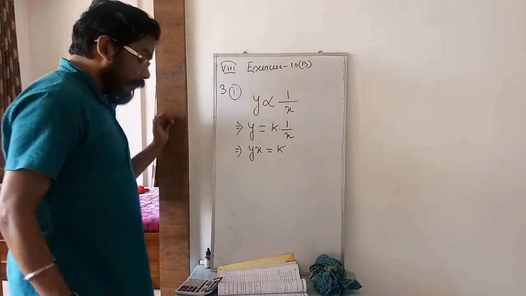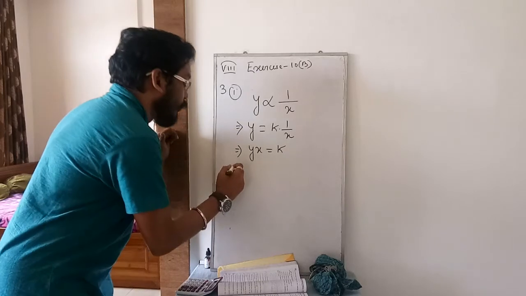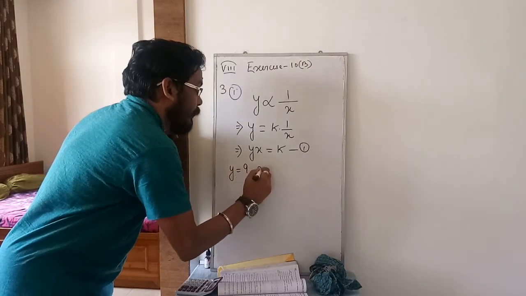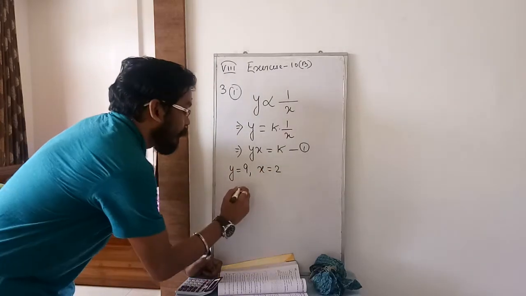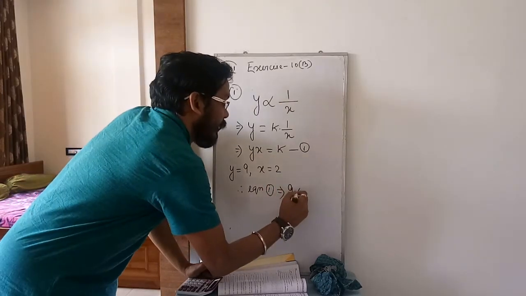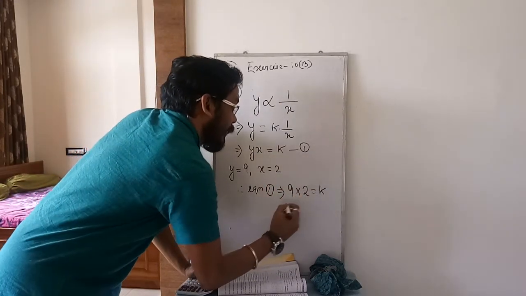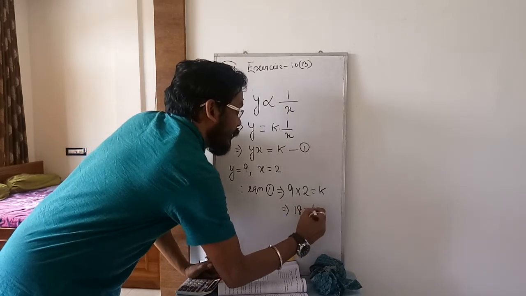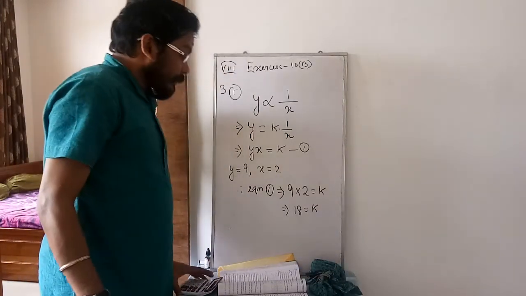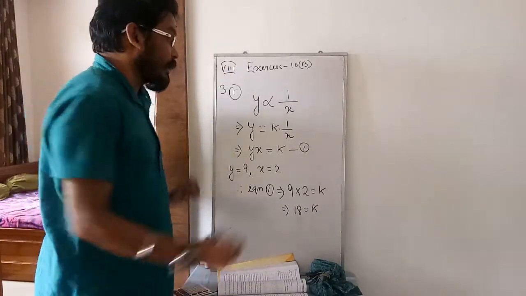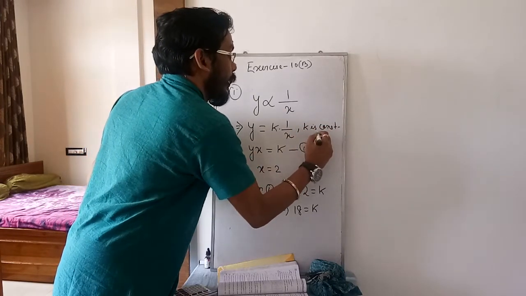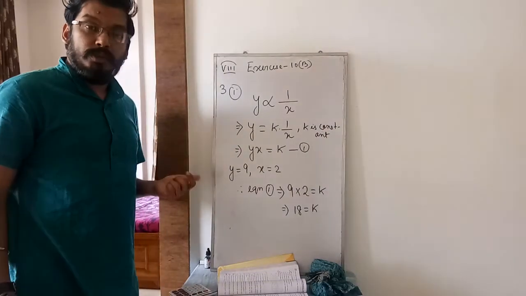In the first case, what is the y value given? 9, and x value 2. So you can write this as equation 1, y equal to 9, x equal to 2. Therefore equation 1 implies 9 into 2 equal to k, 9 twos are 18, so 18 equal to k. So this is the value of k. Now you got the constant. k is constant, here you can write k is constant. If I forget also, you people write it, okay? k is constant. So k is 18 throughout the sum.